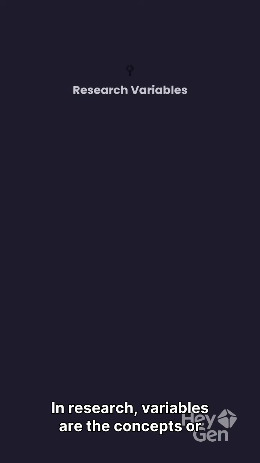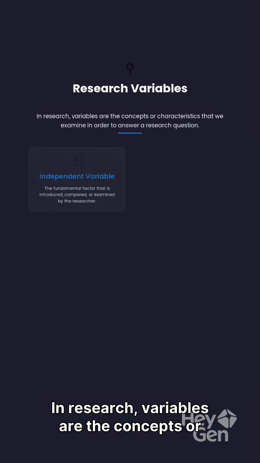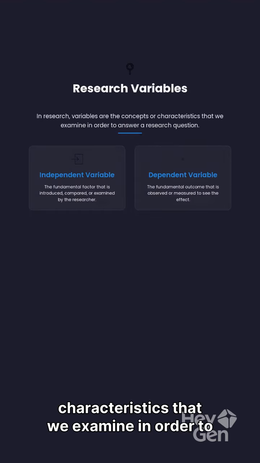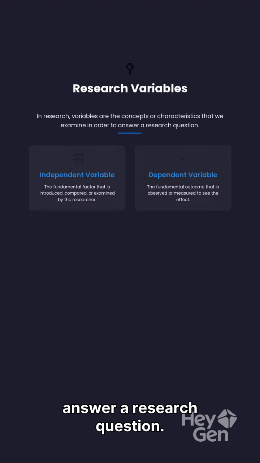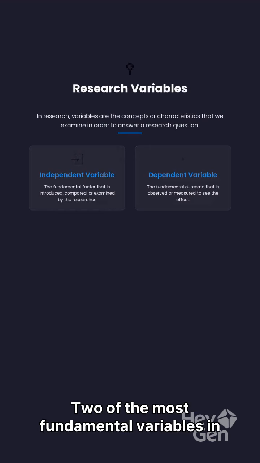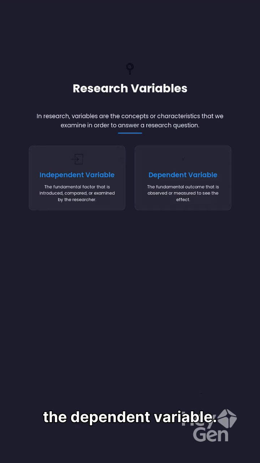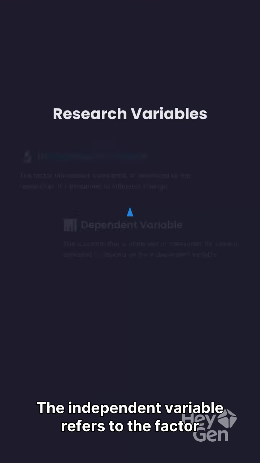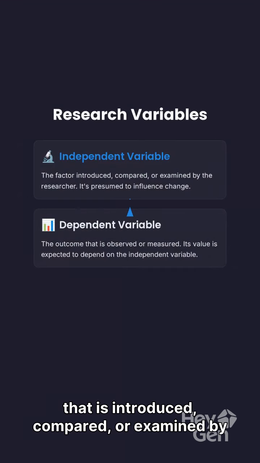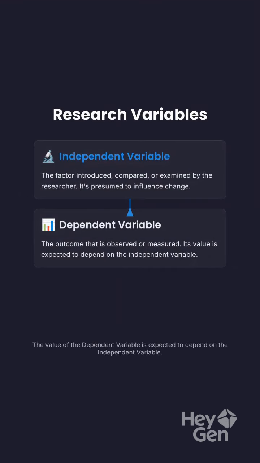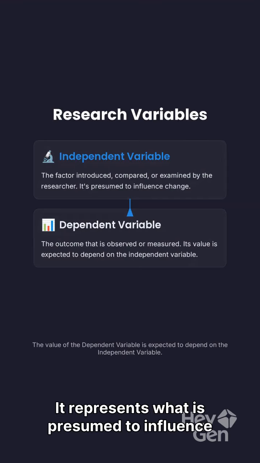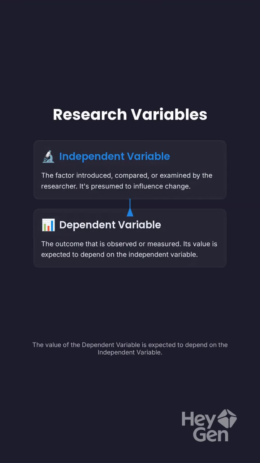In research, variables are the concepts or characteristics that we examine in order to answer a research question. Two of the most fundamental variables in quantitative research are the independent variable and the dependent variable. The independent variable refers to the factor that is introduced, compared, or examined by the researcher. It represents what is presumed to influence change.